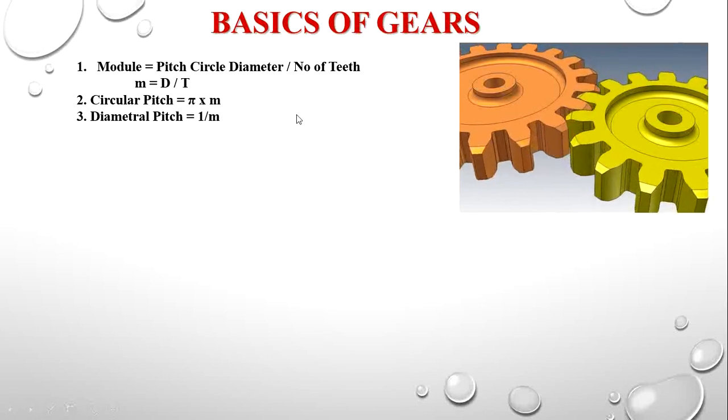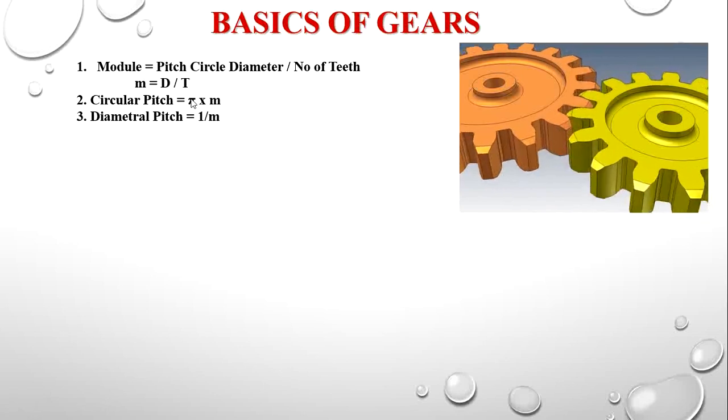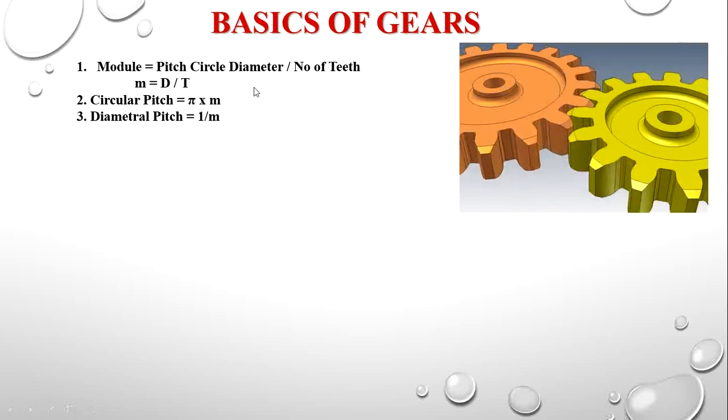If you want to buy a gear, we need to specify it by module, and pressure angle, which we'll look at slightly later. So M equals d by T. That is a very important concept.